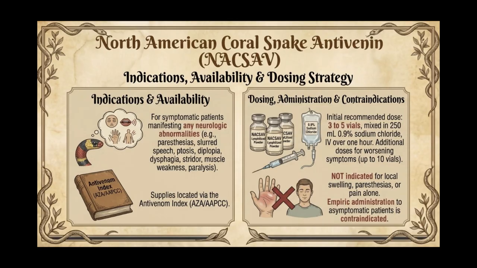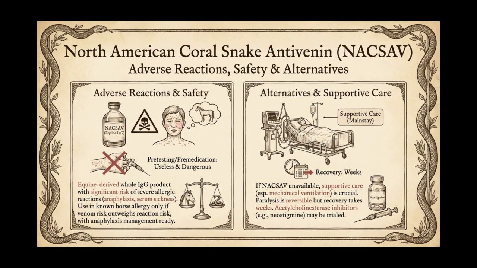Due to its rarity, hospitals typically do not stock Naxav regularly, but supplies can often be located through the Antivenom Index, a collaborative effort between the Association of Zoos and Aquariums and the American Association of Poison Control Centers. Adverse reactions and safety concerns are significant when using an equine-derived whole immunoglobulin G product such as Naxav. This product carries a considerable risk of immediate and delayed allergic reactions, including anaphylaxis and serum sickness.